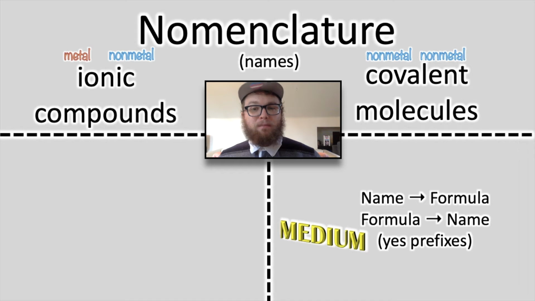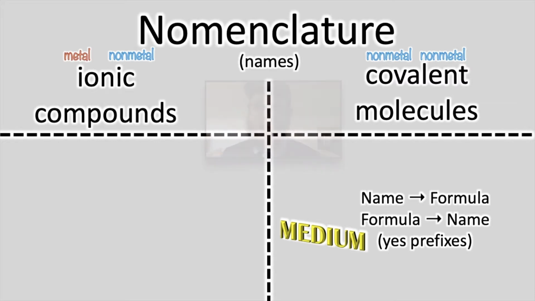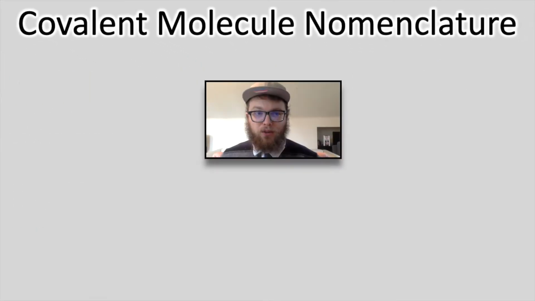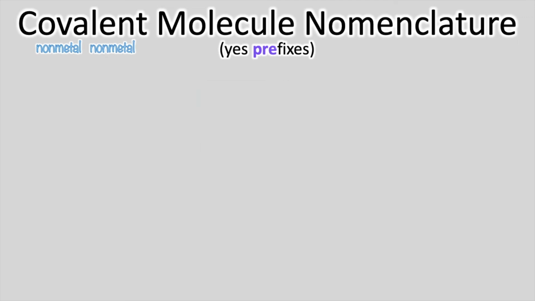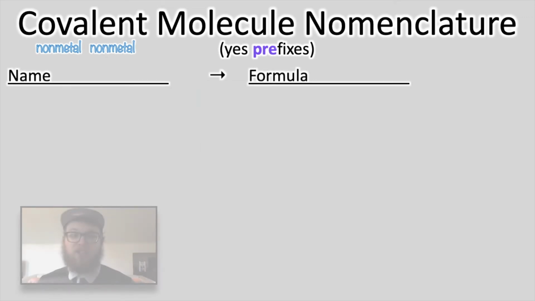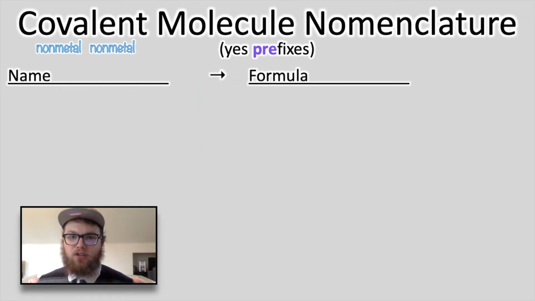Let's start with the medium level. Covalent molecules, name to formula, and formula to name. We will need to learn about prefixes. Remember, covalent molecules are between 2 or more nonmetals. And yes, we have to use prefixes. Let's start by going from name to formula.